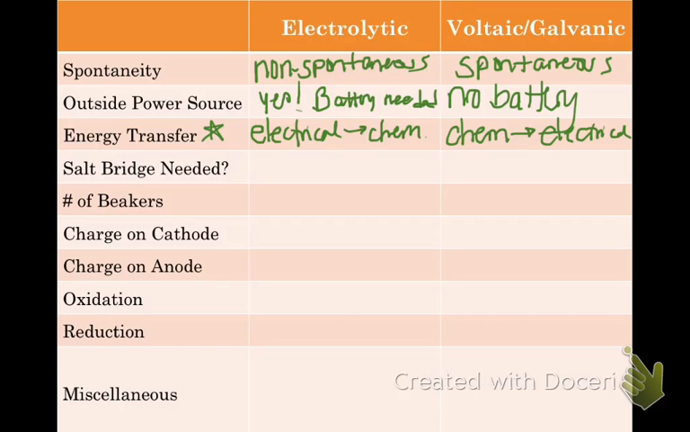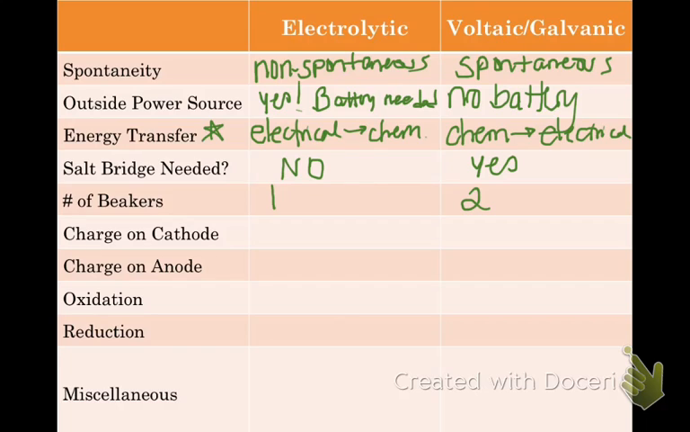The next thing, salt bridge needed. No salt bridge needed for electrolytic, but yes, it is needed for a voltaic or galvanic cell. The number of beakers: for electrolytic, it can be just one. Sometimes you'll see two. That's okay, but it can just occur in one beaker. Voltaic or galvanic usually has two. I don't know what they'll throw at you, but I've always seen two.